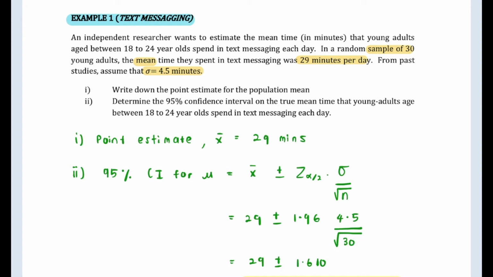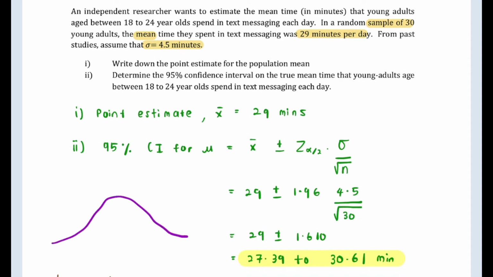How do you get this value? If you draw the bell-shaped graph, 95% is in the middle here. So what is the z value here? You have to refer to the table. The tail side value is 0.025, and this one is also 0.025. So the z value will be 1.96 and negative 1.96. That's why you have plus minus for the operation in between here.